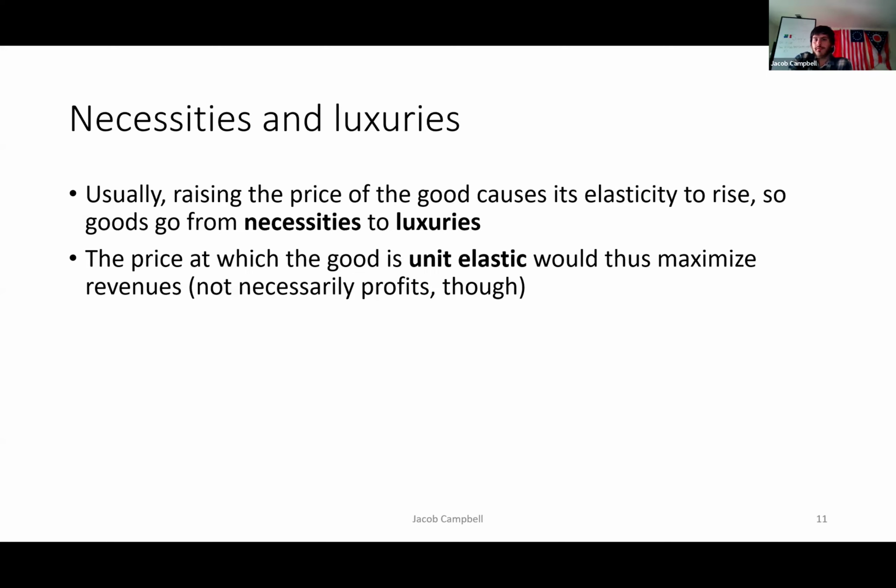Now, usually what we find is that raising the price of a good causes its elasticity to rise, and so goods go from being necessities to being luxuries. And this might sound kind of weird at first. How can something become a luxury? Either I need it or I don't. But the thing is, it's all relative.